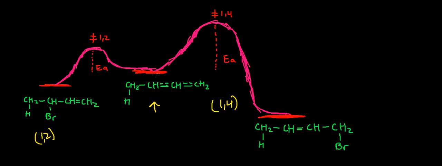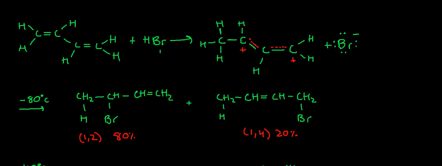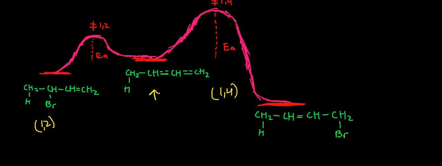Which means at lower temperatures, since this is the more stable carbocation, it's going to react more quickly. This reacts more quickly than this. Since this is more stable, it's easier for this to react here than it is to react here. And we can see that in the lower activation energy.